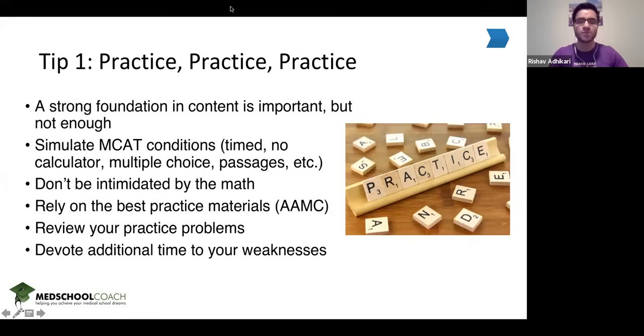And when you review those problems, you should determine what your weaknesses are, what topics, what subjects you know are going to be difficult for you if you encounter them on the MCAT. And you should really focus your time and energy on those specific topics so you can take those weaknesses and turn them into strengths.